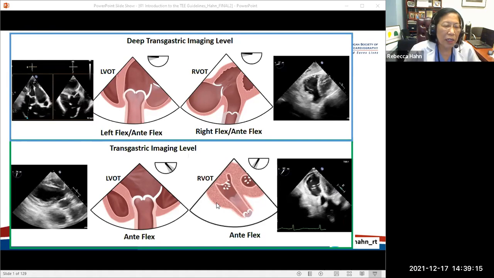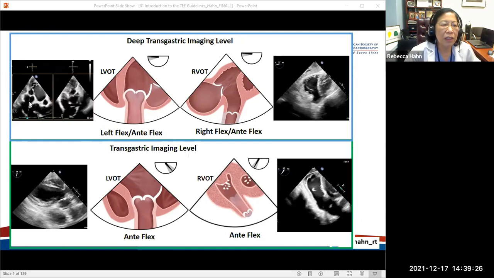So I wanted to stop for a second and just talk about the deep transgastric and the transgastric views. I'd shown this in the last webinar. But when you're doing a deep transgastric to get the aortic valve aligned, the flow across the valve and LV outflow tract aligned with the insonation beam, you want to do a left flex and an anti-flex. For the RVOT, it's a right flex and an anti-flex. And that's what will give you the best on-axis view of the RV outflow tract.